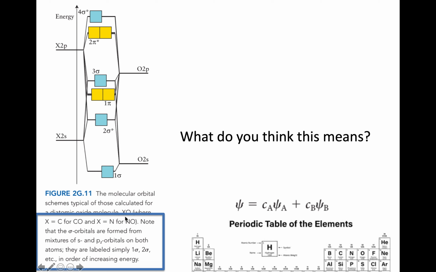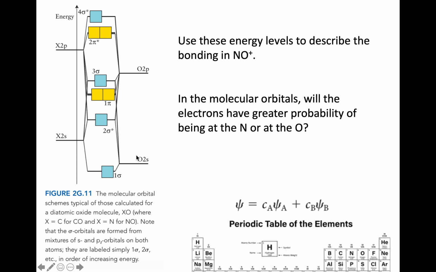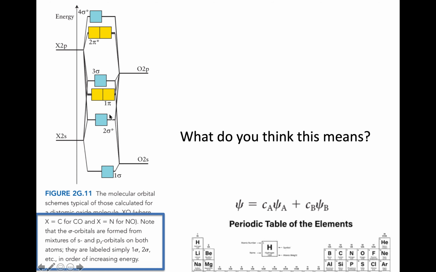It goes on to say that the sigma orbitals that we have here are formed from mixtures of s and pz orbitals, and that they're labeled simply here, 1 sigma, 2 sigma, etc. What do you think is going on there? That's different than what we were looking at before. If we look more closely within here, consider this 3 sigma. It is showing that it has a line over here to the oxygen, contribution from the 2p, contribution from the 2s.